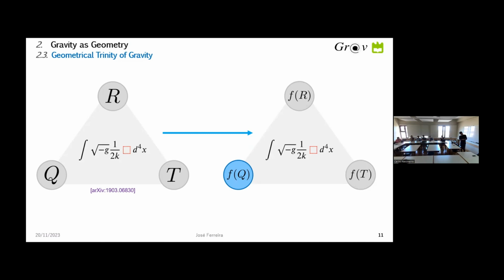Another relevant point which I'd like to highlight is that if we set f of R equal to R, or f of Q equal to Q, or f of T equal to T, then we essentially fall back to the geometrical trinity of gravity, and what we have is once again the theory of general relativity.